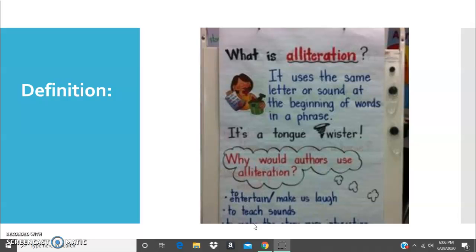Okay, so what is alliteration? It uses the same letter or sound at the beginning of words in a phrase. Remember, a phrase is a group of words like a sentence. Some of you may have also heard alliteration referred to as a tongue twister.